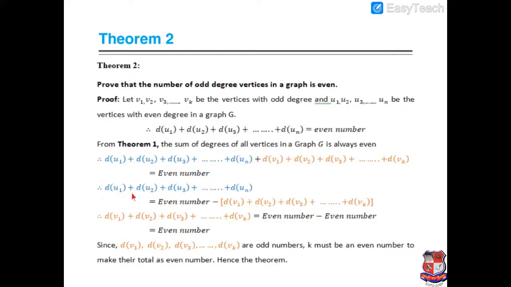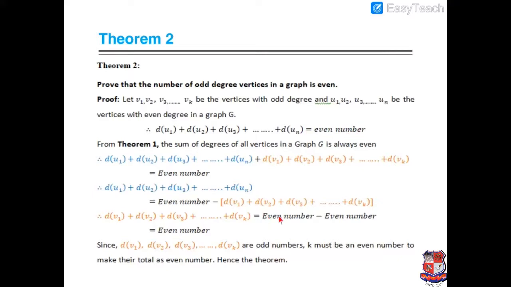Therefore degree of U1 plus degree of U2 plus degree of U3 plus up to plus degree of Un is equal to even number minus degree of V1 plus degree of V2 plus up to plus degree of Vk. Therefore degree of V1 plus degree of V2 plus degree of V3 plus up to plus degree of Vk is equal to even number minus even number, because degree of U1 plus degree of U2 plus degree of U3 plus up to plus degree of Un is even number.